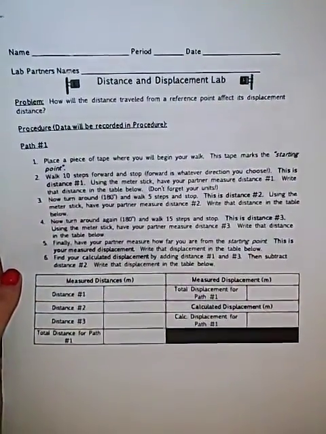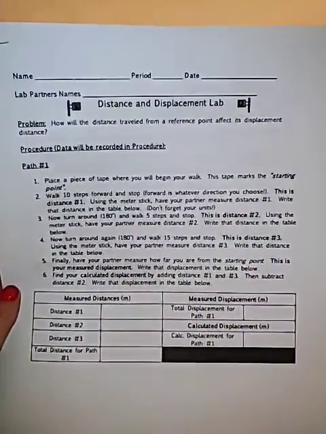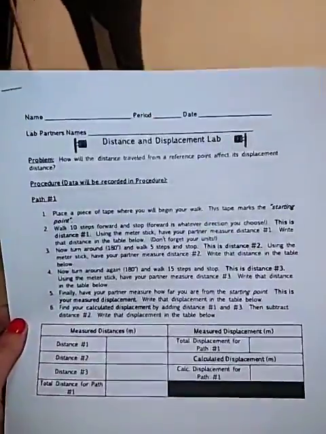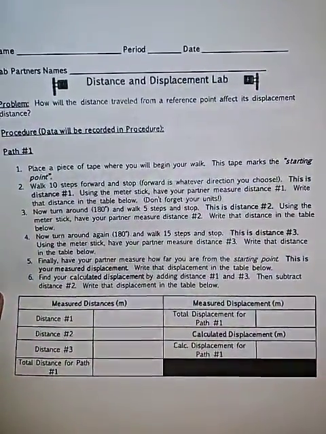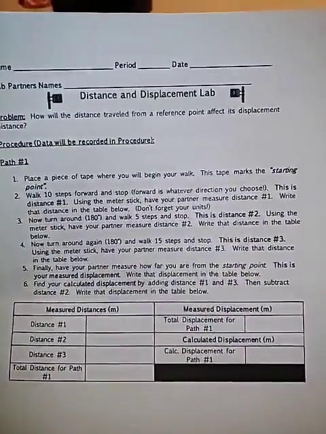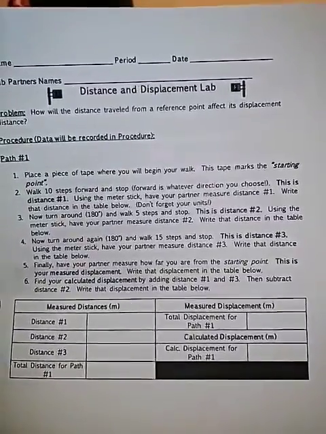Number 1, place a piece of tape where you will begin your walk. This tape marks the starting point. Number 2, walk 10 steps forward and stop. Forward is whatever direction you choose. This is distance 1, using a meter stick measure.